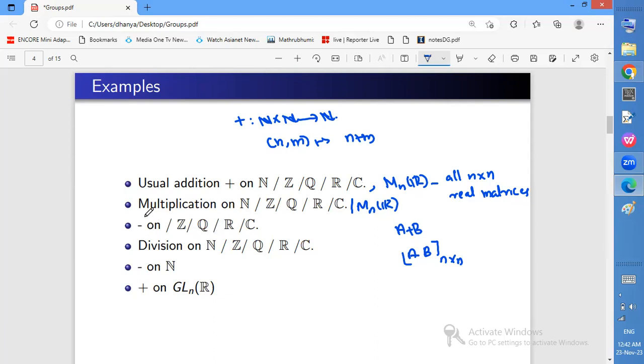Now let us consider the operation subtraction. First I am considering the set Z. We know that given any two integers, their difference is again an integer. So it is a well-defined function from Z cross Z to Z, which implies subtraction is a binary operation on the set of integers. Similarly, it is a binary operation on Q, R as well as C.